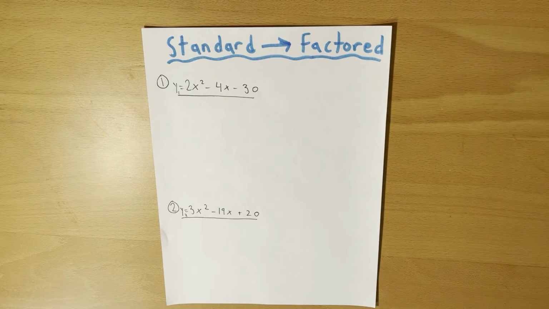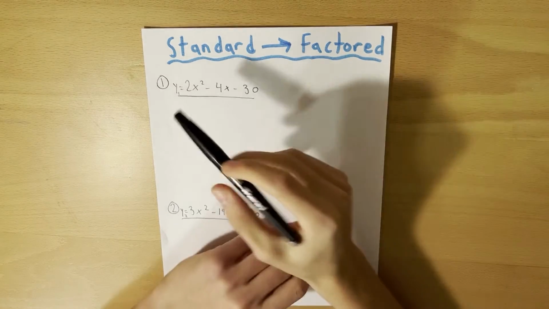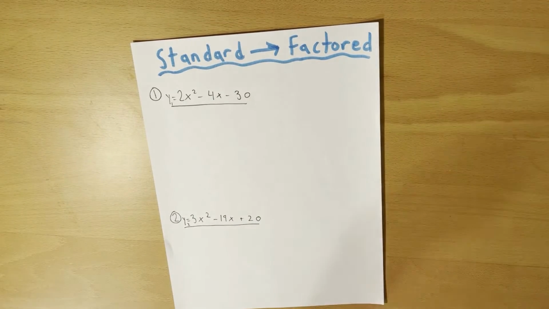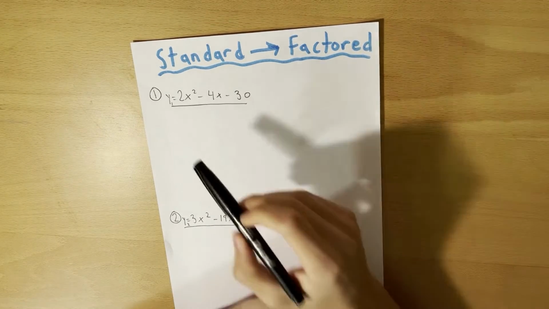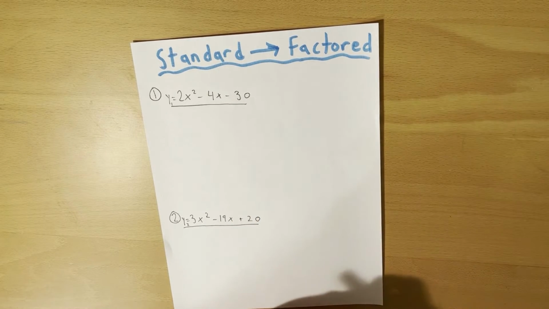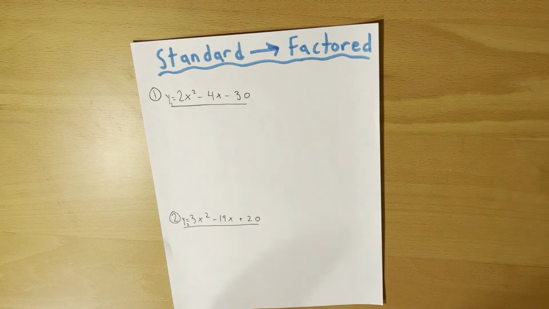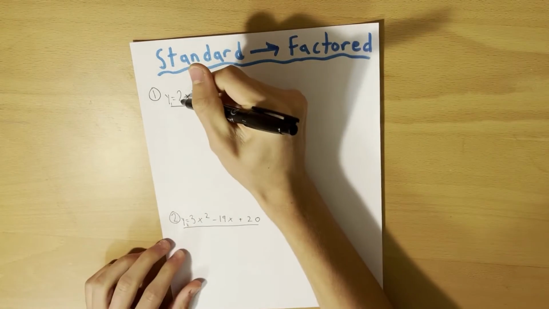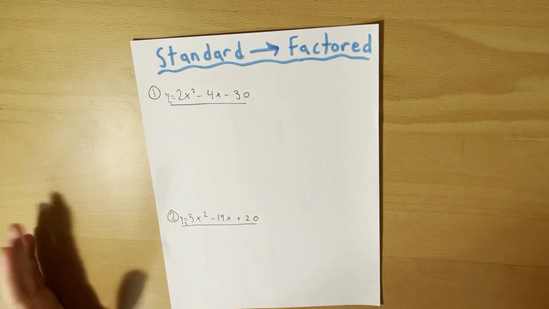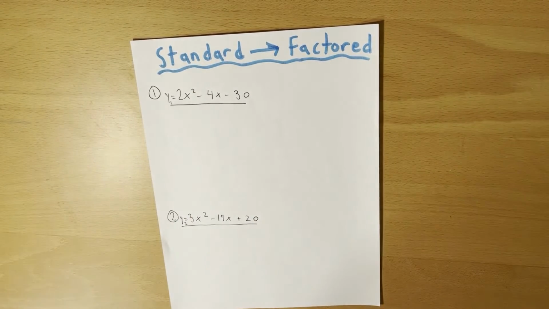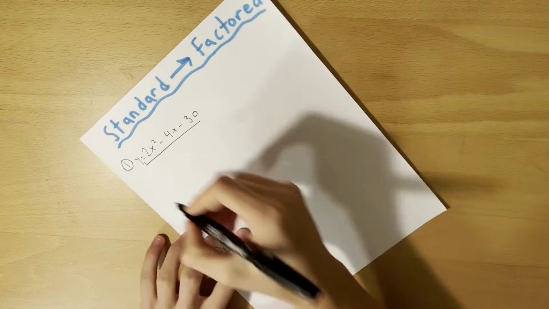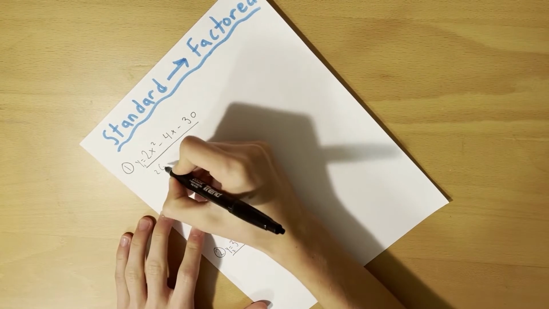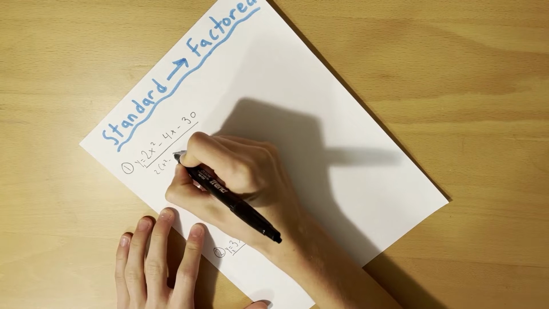All right, now I'm going to take a look at how to convert from standard form to factored form. So let's see here. Question 1. Here we have an equation of a parabola in the standard form. So 2x squared minus 4x minus 30. Here you can notice you can easily factor out this 2. Whenever possible, you want to factor out the leading coefficient. It just makes your job a lot easier. So I'm going to start by factoring out this 2 here.